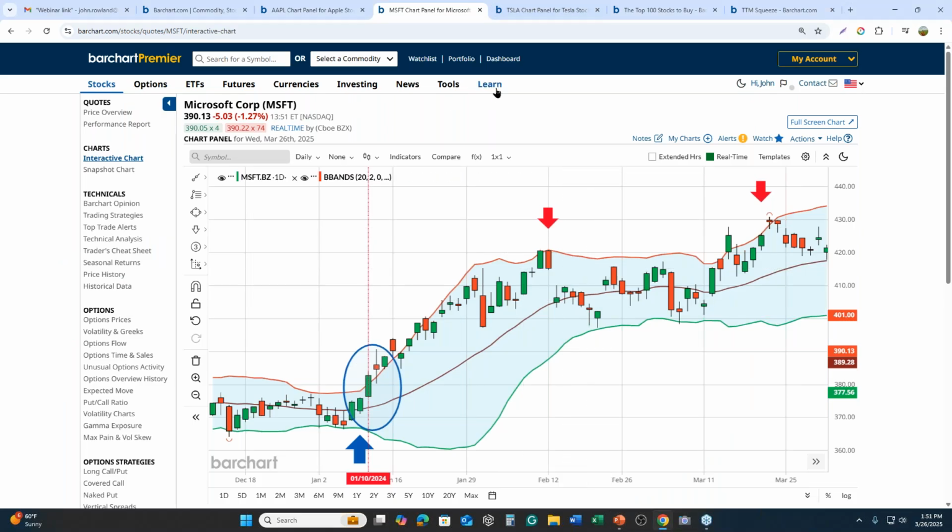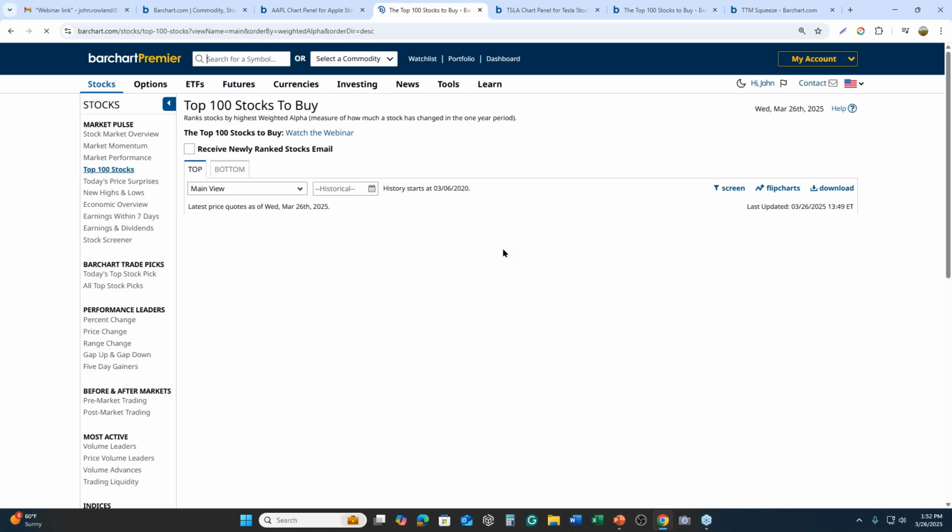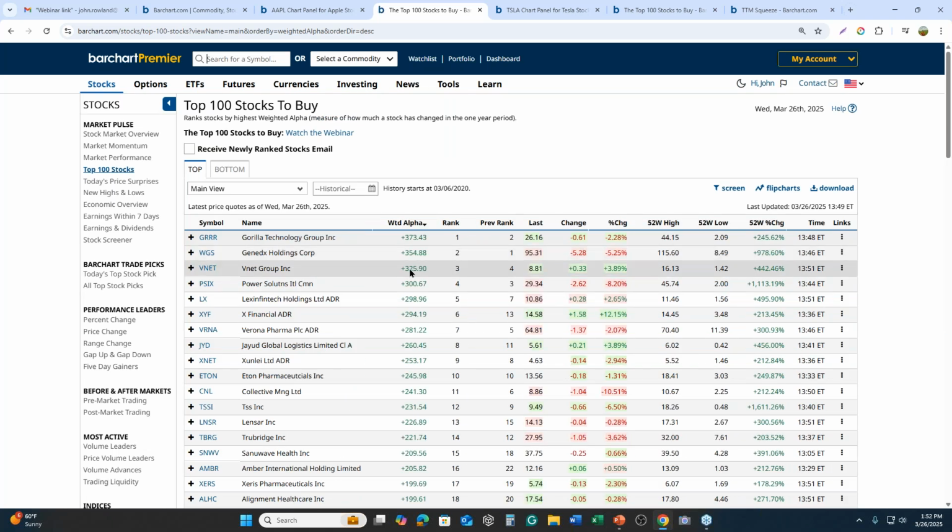So let's do this real quick here. Let me show you some tools that we have here. First of all, if you go into stocks, here you have top 100 stocks. And I think this is a really good spot. First of all, you can find great opportunities in here.